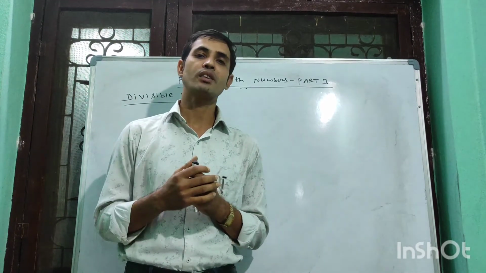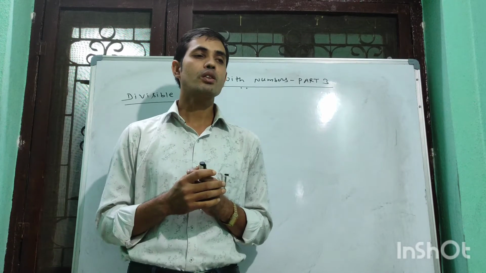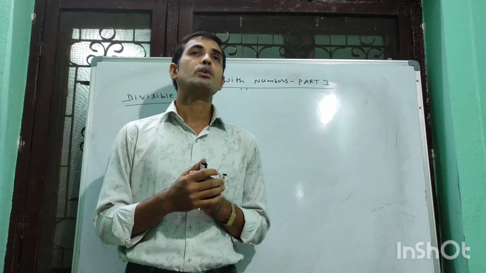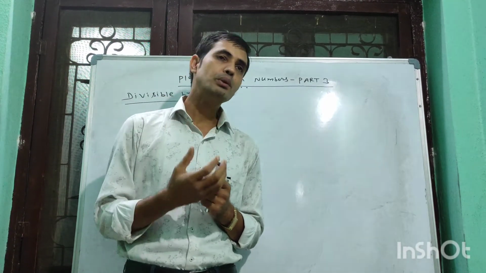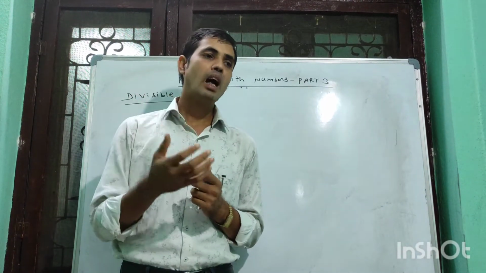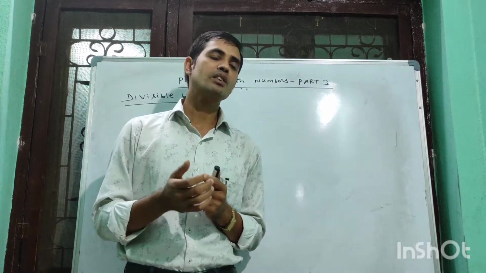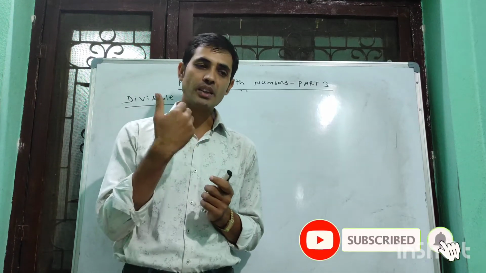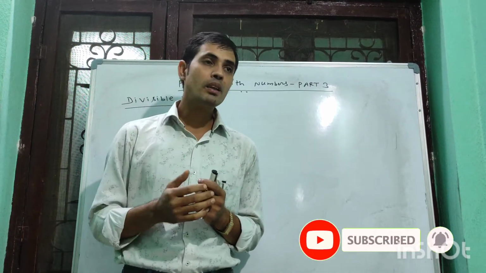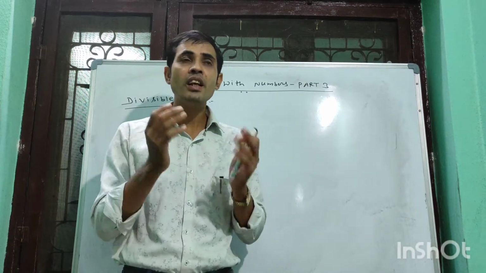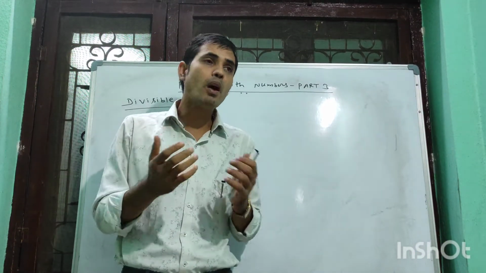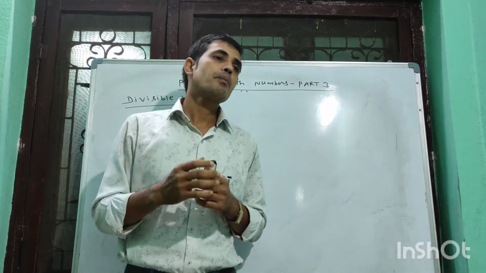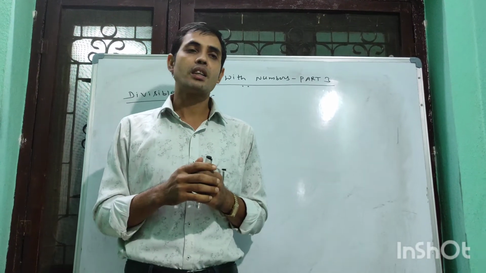Most of the students are confused in this topic because they remember how to find the numbers divisible by 2, 3, 6 and 5 and 10. But when you ask them, okay, tell me whether this number is divisible by 7 or divisible by 11, at that time they will be confused. They will think, oh, how will it come? What is the process?